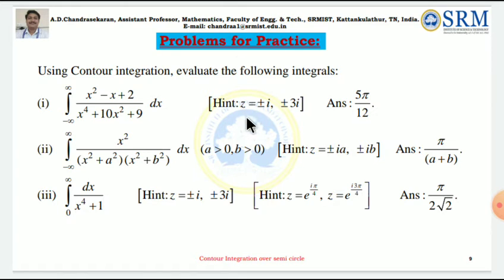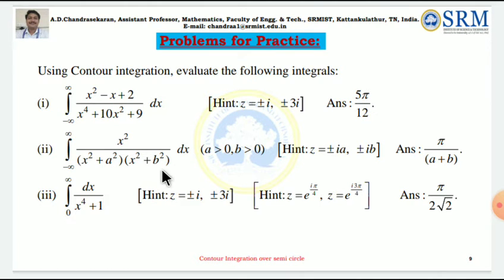So these are the 4 poles. The complex roots always occur in conjugate pairs. That is right. So the first 2 poles are plus or minus i, the second 2 are plus or minus 3i. But among the 4, we only consider the positive poles because those poles lie in the upper half of the plane. So we neglect the negative poles. Clear? So consider the positive poles by using Cauchy's residue theorem as well as Cauchy's lemma. You may find the answer. The answer is 5 pi by 12.